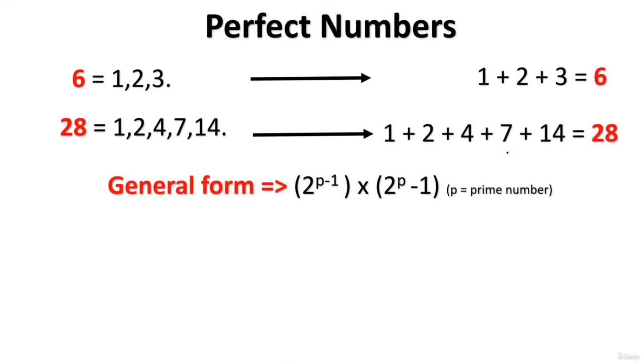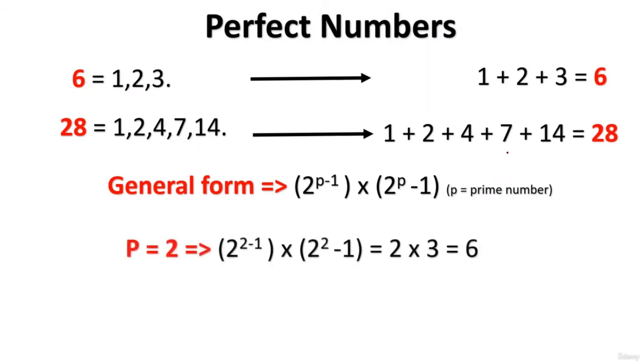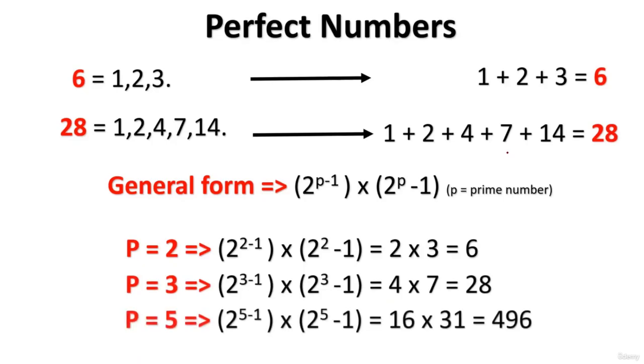Okay, so there's a general form of generating these perfect numbers. In the given expression that I have told you, yahan pe 2 raised to p minus 1 into 2 raised to p the whole minus 1, just substitute p as a prime number. Okay, so if you take p as 2, you get the first perfect number, which is 6. Then you get p equals 3, 28, you get p equals 5, 496. Okay, and that's how you have perfect numbers.